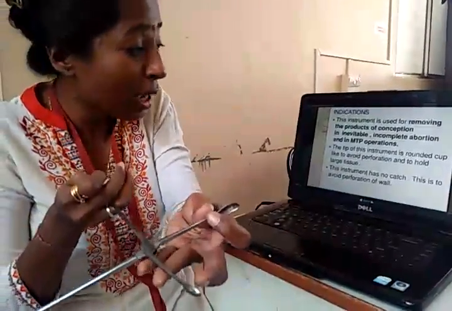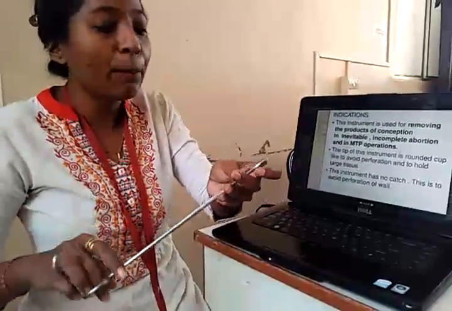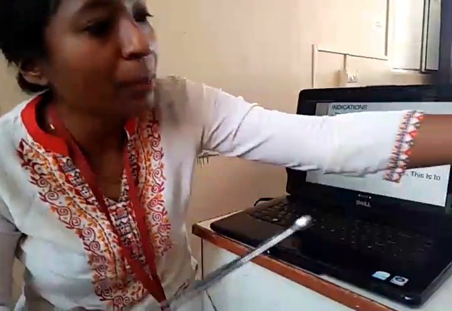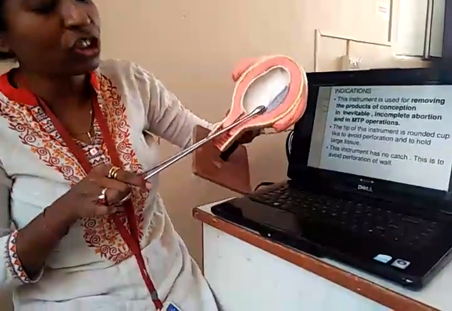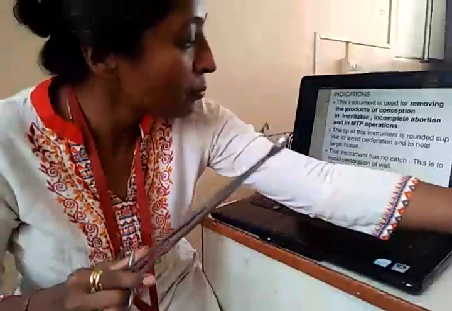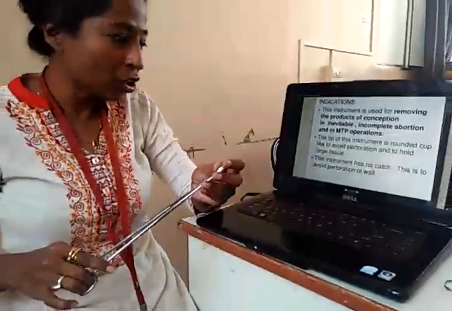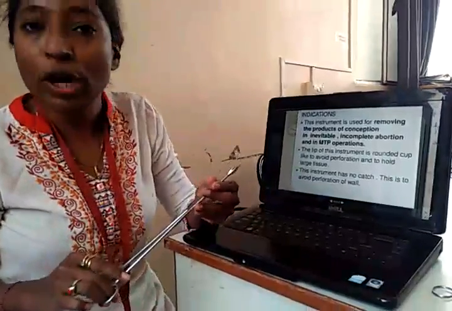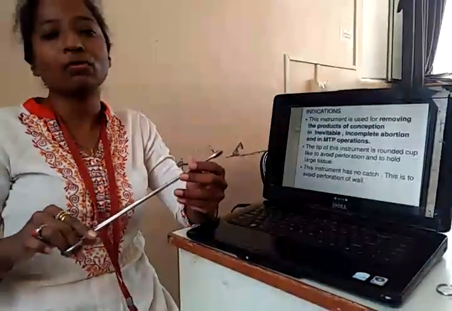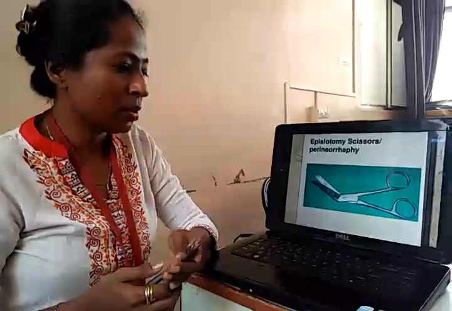It is a rounded cup like structure to avoid perforation when we use it. For example, if you introduce it, to avoid the perforation, it is a rounded one. And to hold large tissue, this instrument does not have a catch, so this is to avoid the perforation of the uterine wall. That is it.